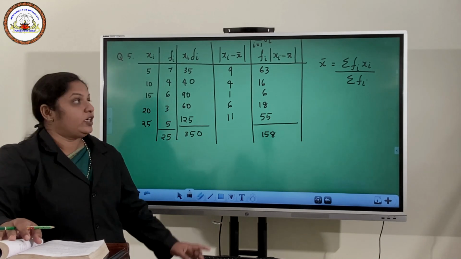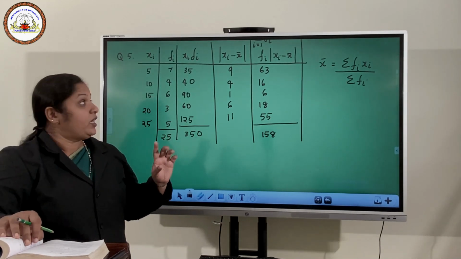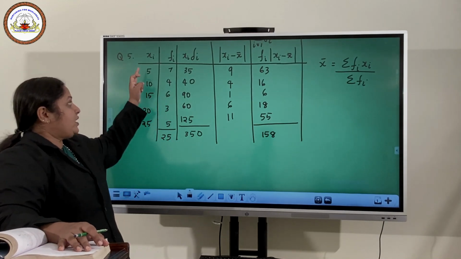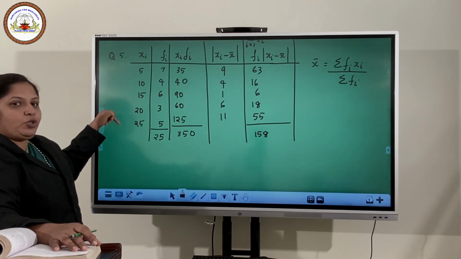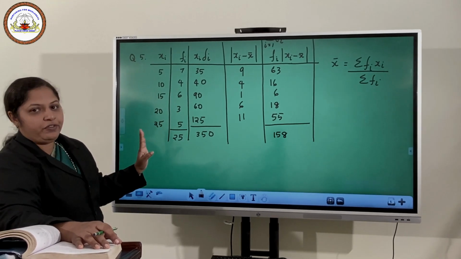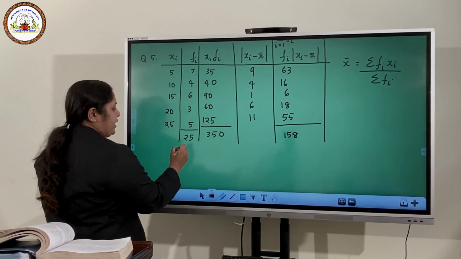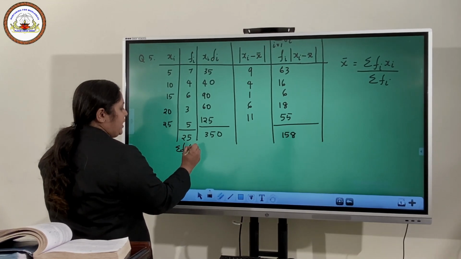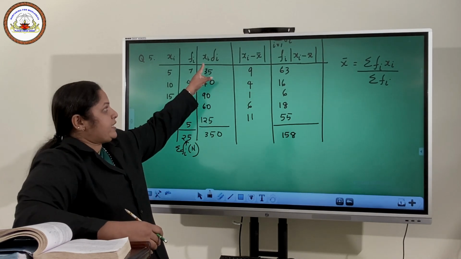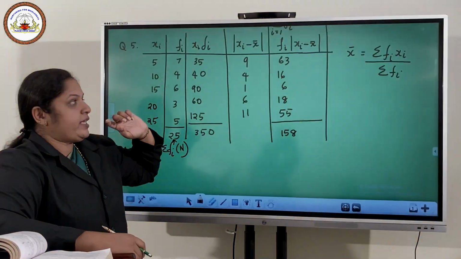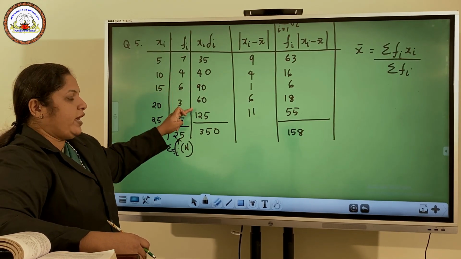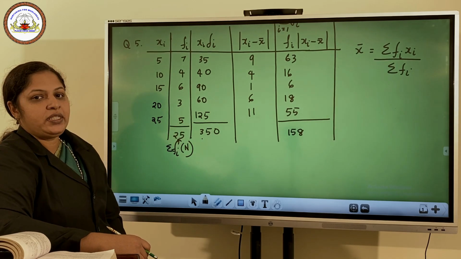Now let us discuss a question from exercise 15.1, question number 5: how to find the mean deviation about mean for this set of data. X values are given as 5, 10, 15, 20, 25 and the corresponding frequencies are 7, 4, 6, 3 and 5. Sum of fi, or capital N, is 25. Now in order to find the mean, we need to find fi into xi. So you have to multiply 5 into 7, 10 into 4, 15 into 6. All those values are given here and their sum is 350.